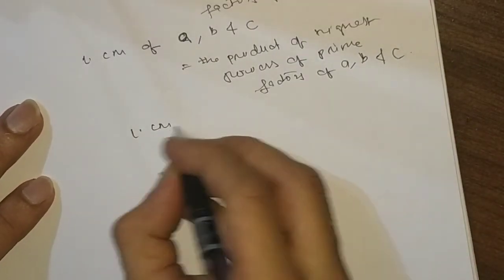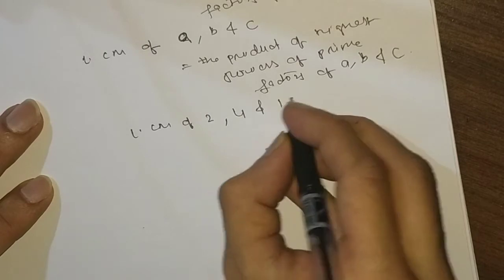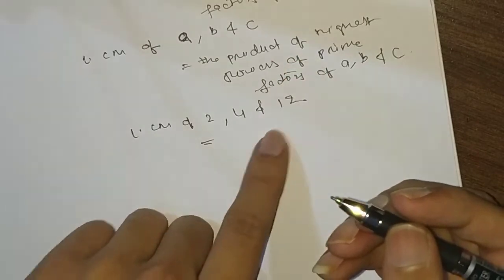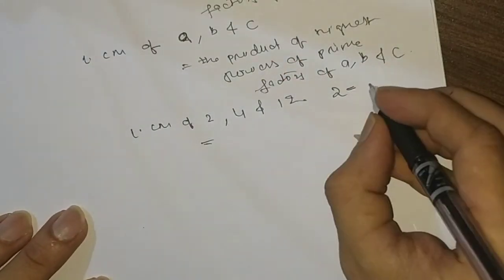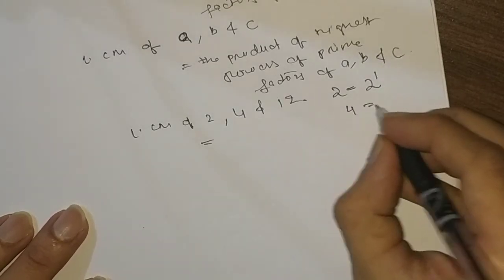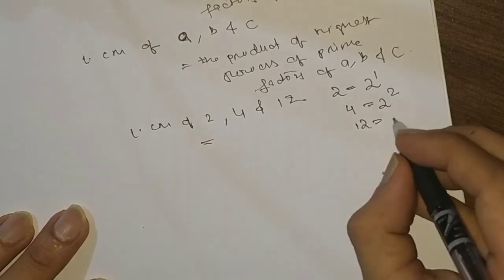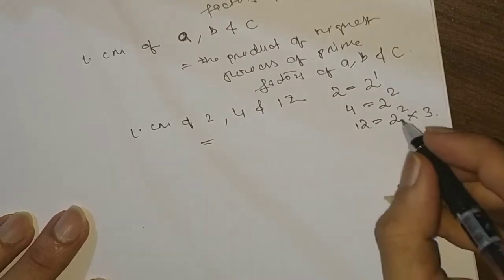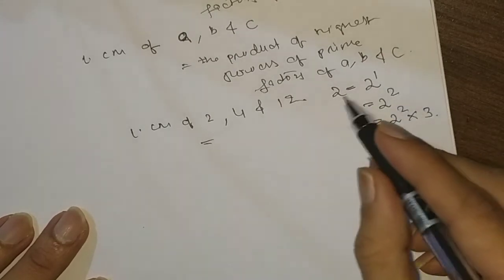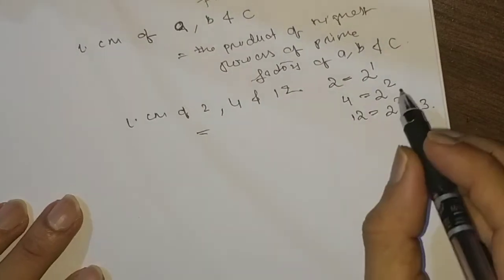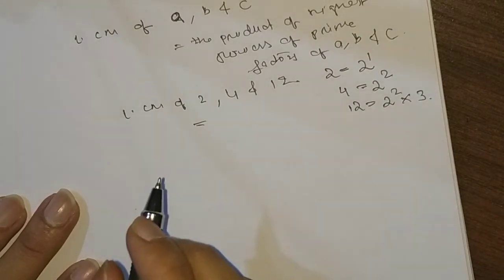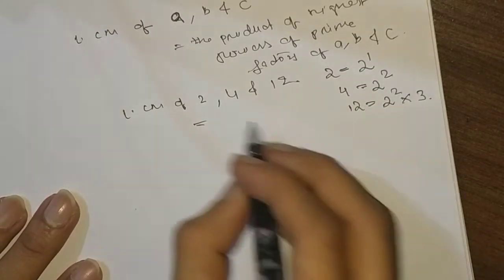So for example, if you take the LCM of 2, 4 and 12, what will you get here? The product of the highest powers of prime factors of A, B and C. You know that 2 can be written as only one prime, that is 2 raised to 1, right? Then 4 can be written as 2 raised to 2 and 12 can be written as 2 raised to 2 multiplied by 3, right? So these are all the prime factorizations of each number, that is 2, 4 and 12, right? Now if you take the product of the highest powers of prime, what will you get here?